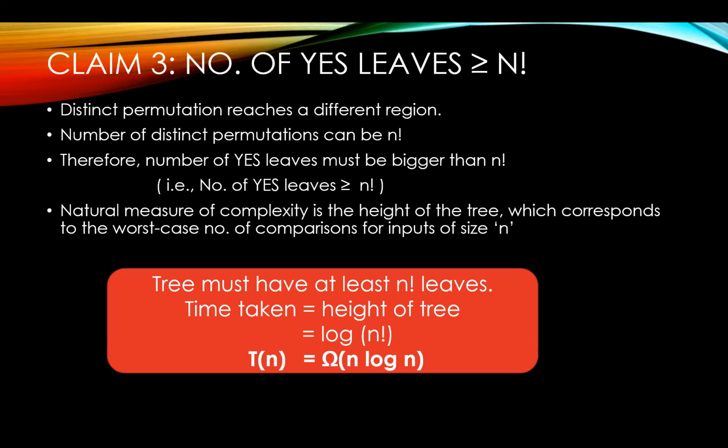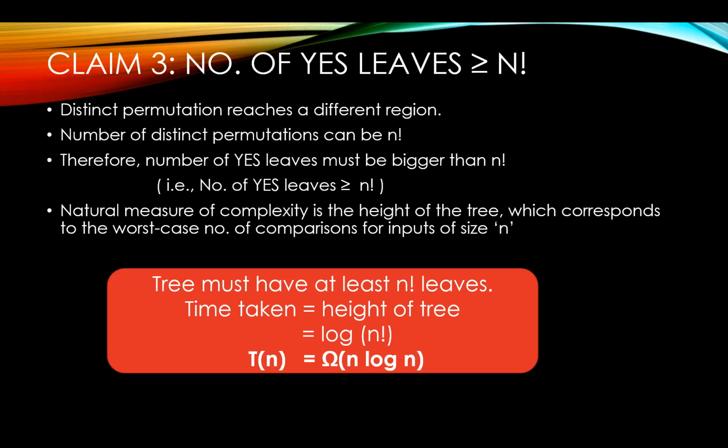After proving our main two claims, we finally arrive at claim number 3. Every distinct permutation reaches a different region, which we proved in the previous case. So now we know that the number of distinct permutations can be n factorial. Therefore, the number of S leaves must be at least n factorial.